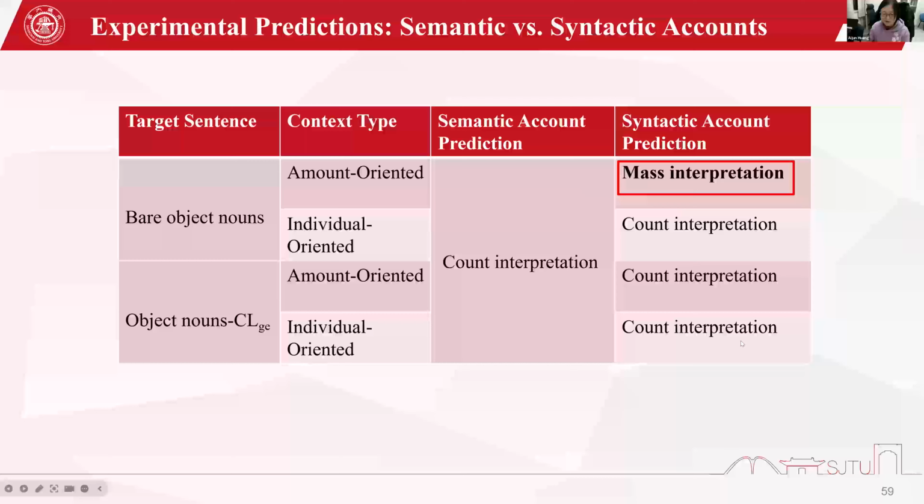But for the syntactic account, in the amount-oriented context, we should get a mass interpretation, because the bare nouns should have both count readings and mass readings when contexts are favorable. And with the classifier, we have the count interpretation, and also in the individual-oriented context, the count interpretation is possible. So the difference between the semantic account and the syntactic account is the result in the amount-oriented condition for the bare nouns. Okay, let's see the result.